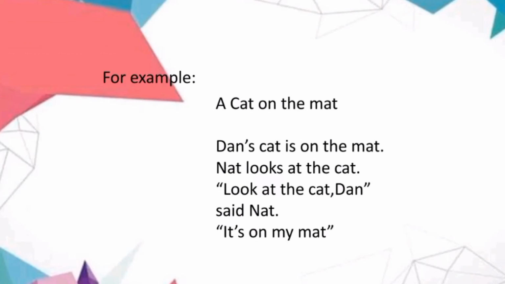It's on my mat. So, with this kind of ending sound pattern, it can help the student learn through repeated exposure to word patterns. Even if the teacher didn't teach the student the word, through this pattern the student can generalize it and learn the word or sentence.